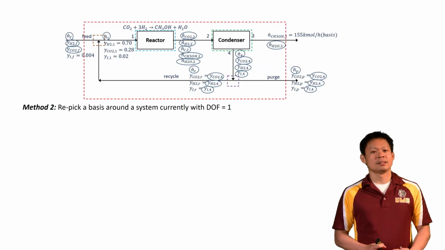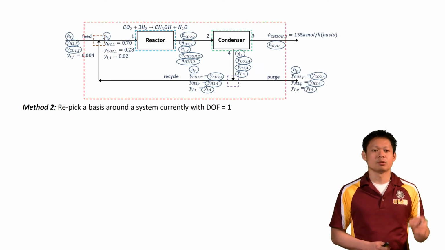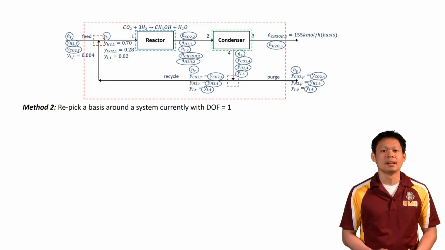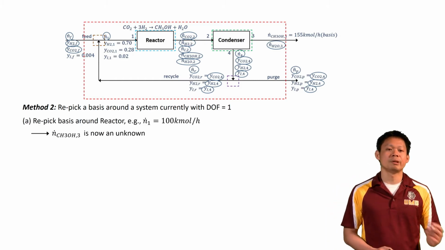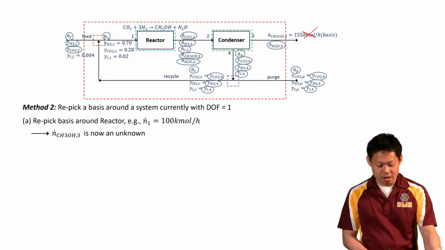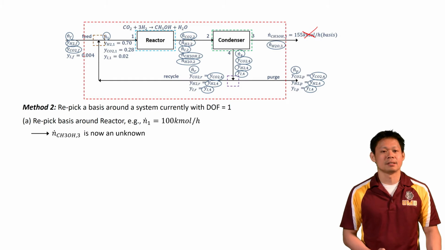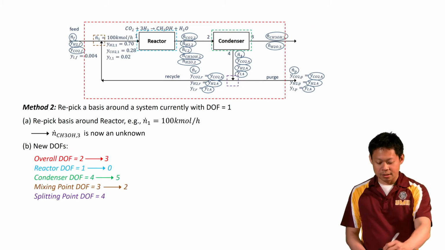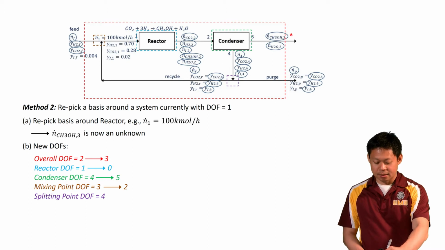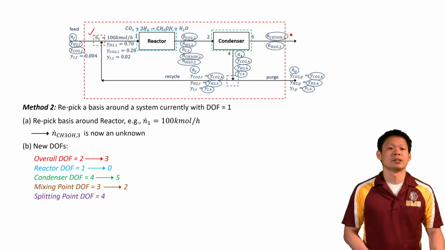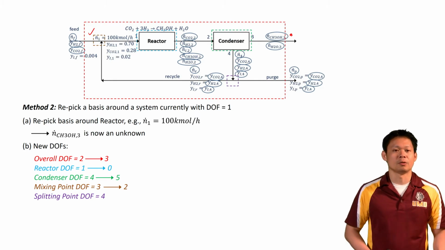The second method that I talked about earlier is to repick a basis around a system that has a degree of freedom of 1. The obvious one down here is to repick the basis. Rather than using 155 down here, we're going to pick N1 as our basis. By picking N1 as our basis, you see that I have circled my methanol product as an unknown, but now my N1 down here is 100 kilomoles per hour.